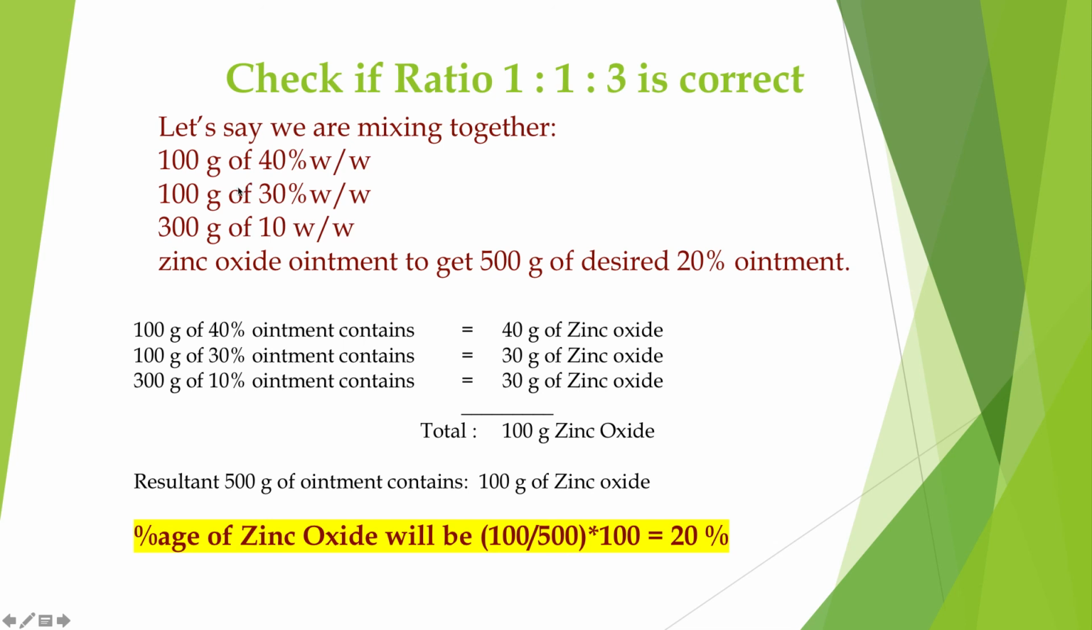In our example, 100 gram of 40% ointment contains 40 grams of zinc oxide, 100 gram of 30% ointment contains 30 gram of zinc oxide, and 300 gram of 10% ointment contains 30 gram of zinc oxide. So the total zinc oxide which we have is 100 gram. This 100 gram is in 500 gram of the ointment, so the percentage will be 20%. So our ratio 1:1:3 is correct.